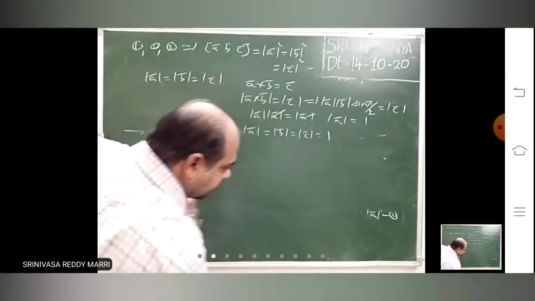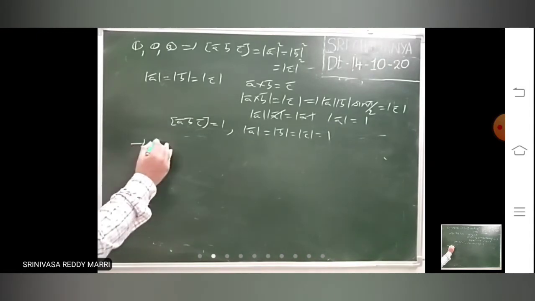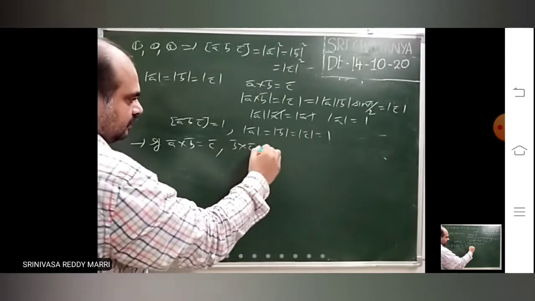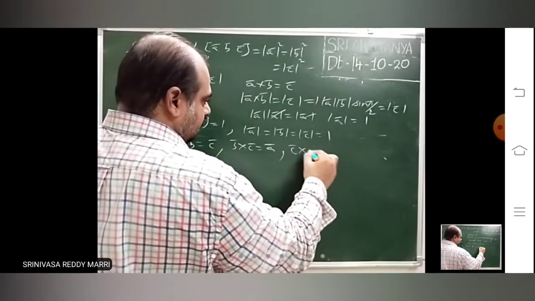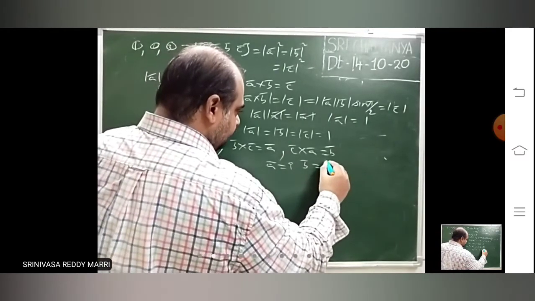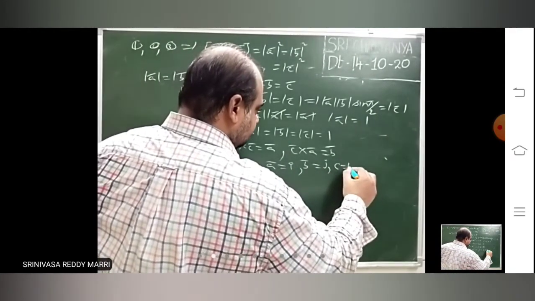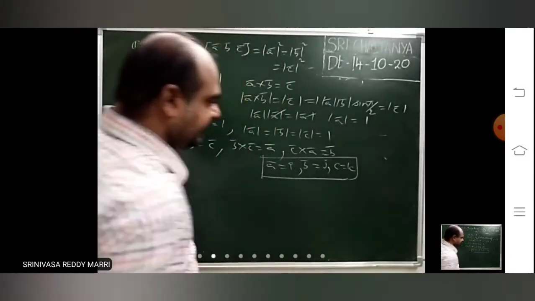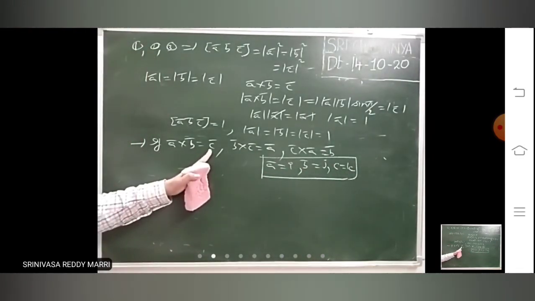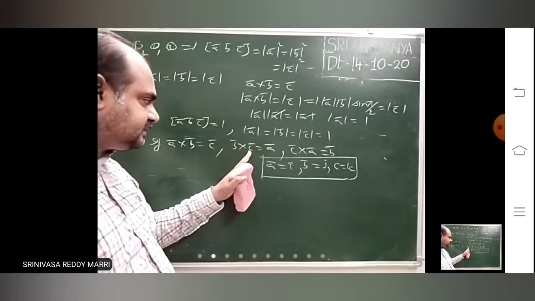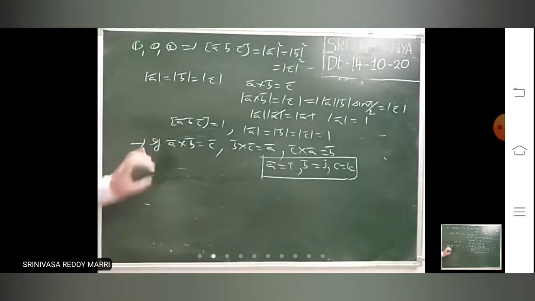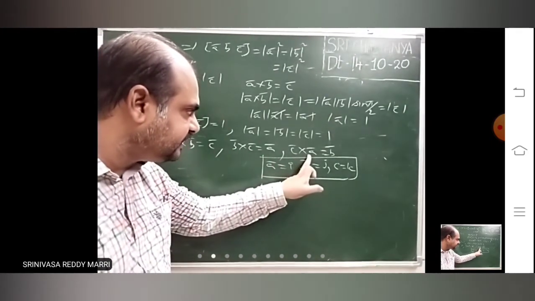Whenever those type of relations are given, the easy way to solve the problem is to take A bar equal to I, B bar equal to J, C bar equal to K. Look, I cross J is K, J cross K is I, K cross I is J. So whenever this type of relation is given, you take this one. These 3 must be given.